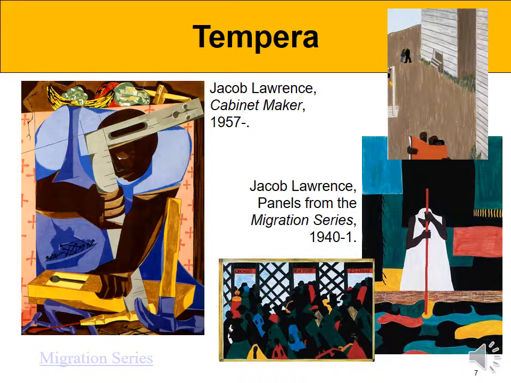These three images on the right are three panels of the Migration series. You can take a look at the whole Migration series in a link in our chapter folder. Several years ago, this whole series was purchased and exhibited at the Phillips Gallery in Washington, D.C.